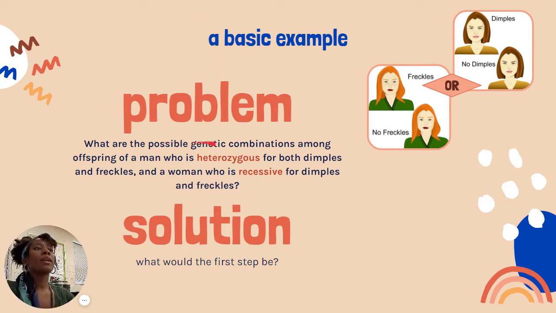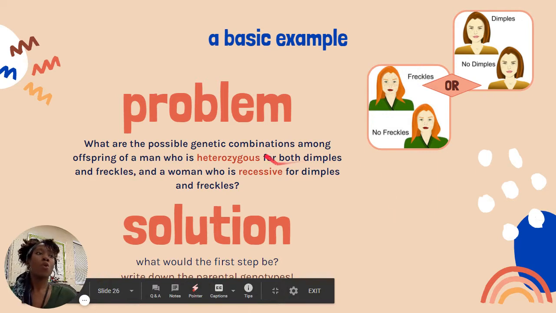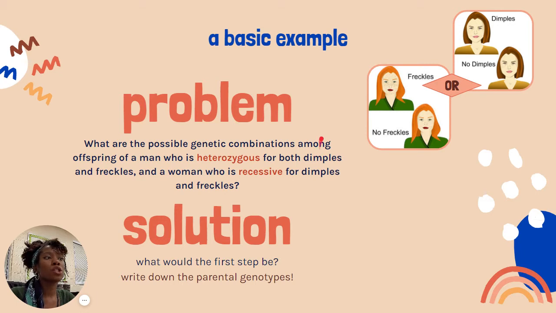What are the possible genetic combinations among offspring of a man who is heterozygous for both dimples and freckles, and a woman who is recessive for dimples and freckles? So we're looking at our offspring. What combination of dimples and freckles will there be? Well, the first step is to write down the parental genotypes, as always. What is heterozygous? What is recessive for dimples and freckles? So for dimples, let's keep it simple. We'll make this D. And freckles, we'll make it F.